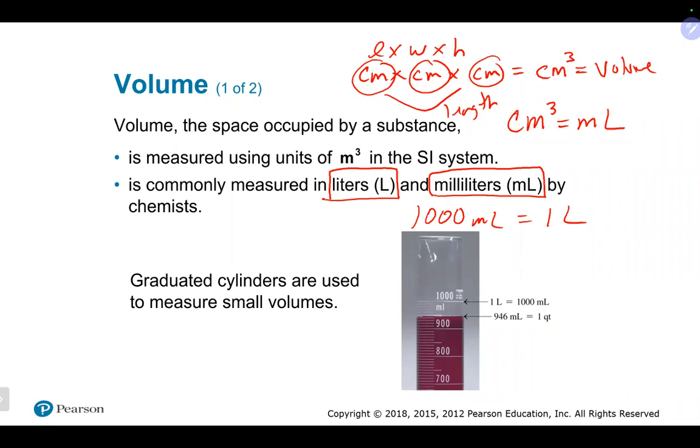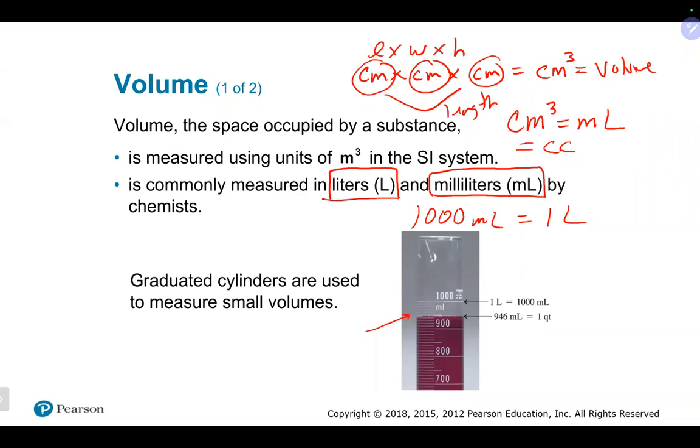Another way cubic centimeters are sometimes represented is with a cc to stand for cubic centimeters. Like give that guy 5 cc's of this or something before he dies, right? So basically 5 milliliters is what they are talking about there. One very common piece of equipment that we use to measure volume is a graduated cylinder, which is that guy there.